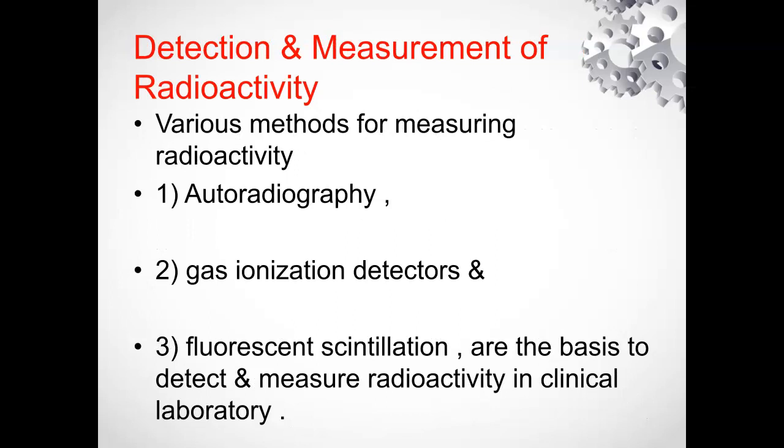So let's look at the detection and measurement of radioactivity. Various methods have been developed to measure the emission of these particles. We have autoradiography, gas ionization detectors, and fluorescent scintillation. These are the basics to detect and measure radioactivity in the clinical laboratory. What we do in biochemistry, if you're interested in studying a metabolic pathway, is label the enzymes or the ligand of that pathway to measure the flow of those molecules throughout that pathway.